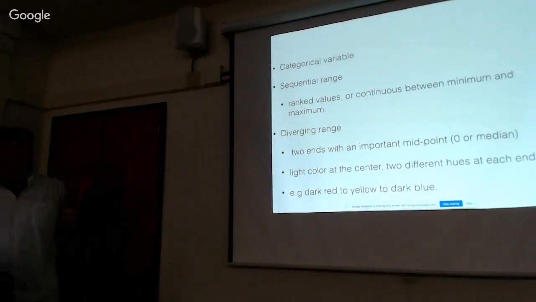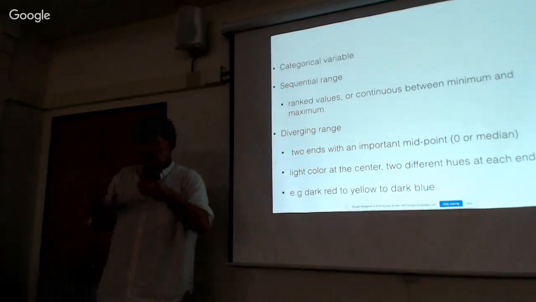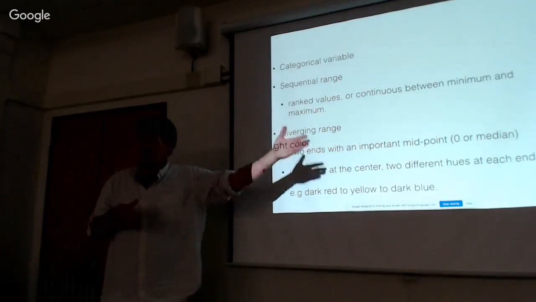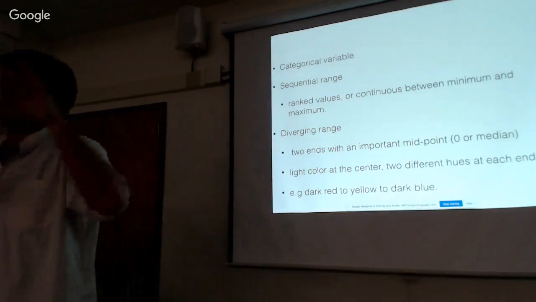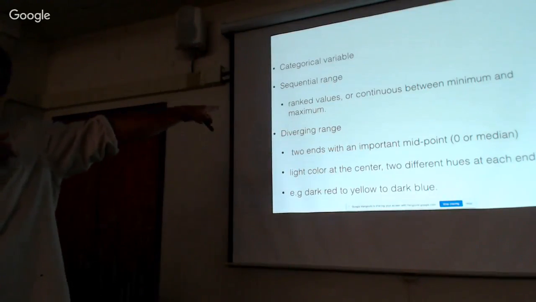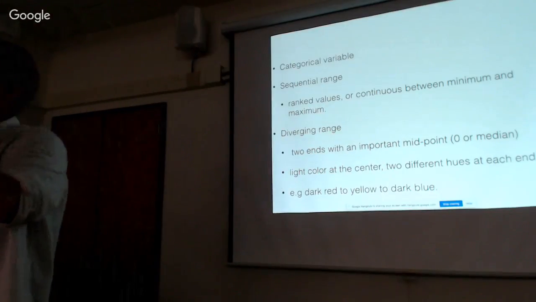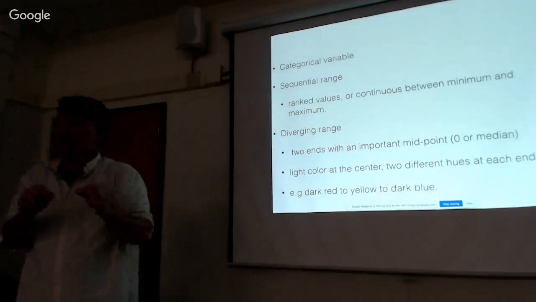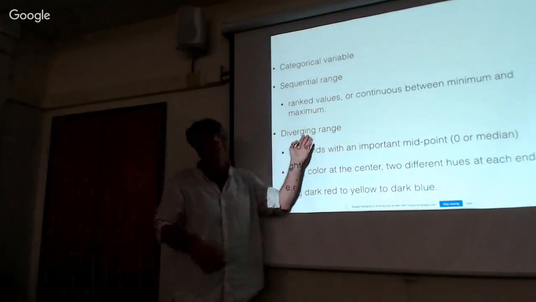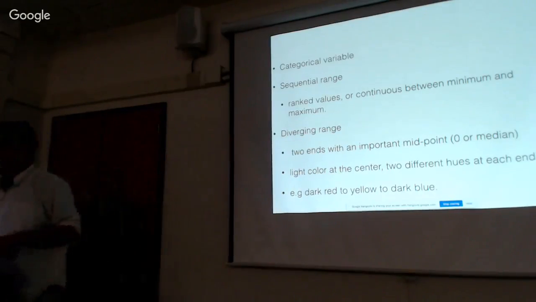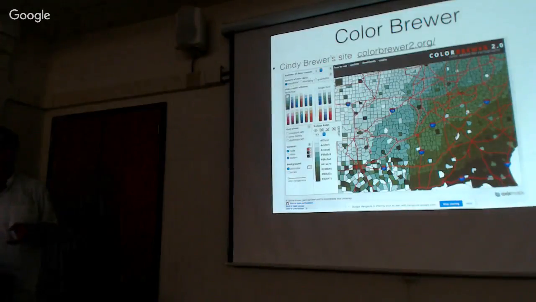Otherwise, we have sequential ranges, which just go from a minimum to a maximum. And then we have the other one, which we saw on Meenard's plot, the second one, where we went from blue to red with white in the middle, where you want to focus on the bit in the middle. That's called a diverging range. And then basically off you go and pick these things.